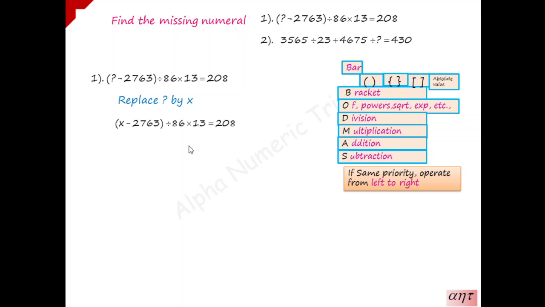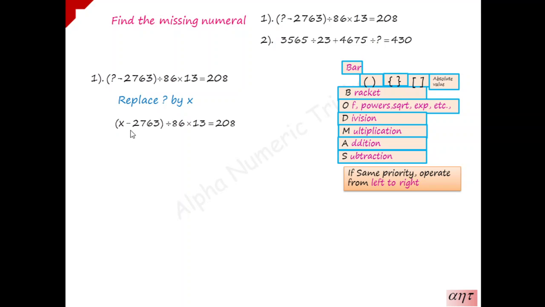No more confusion, because the order of operations clearly says that whenever you have the same level of priority, you operate from left to right. Whatever operation occurs first, you evaluate it first. That is what the order of operations says. So according to that, you first complete this division and then go for multiplication.